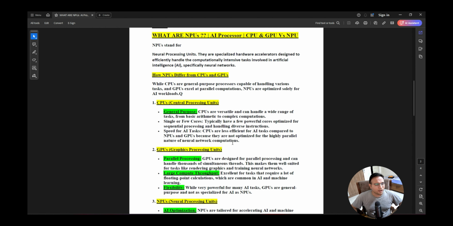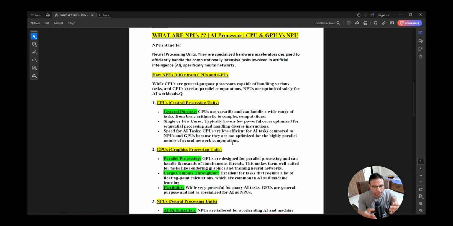Now, speed for AI tasks. If we talk about using the CPU for AI tasks, it is less efficient compared to the NPU and the GPU, because CPUs are not optimized for highly parallel neural network computation.